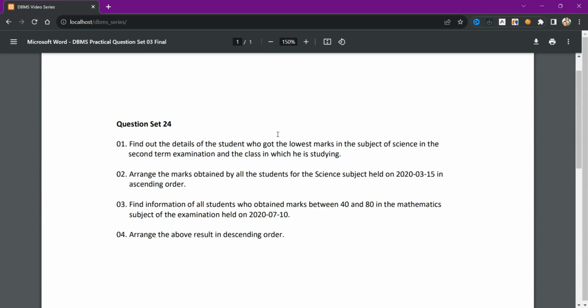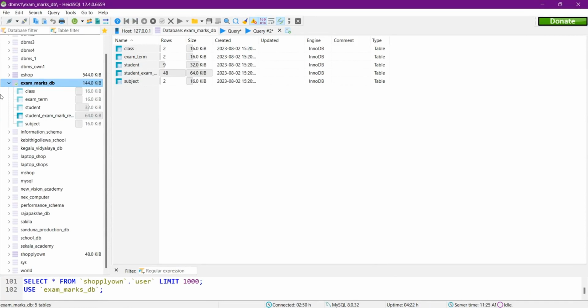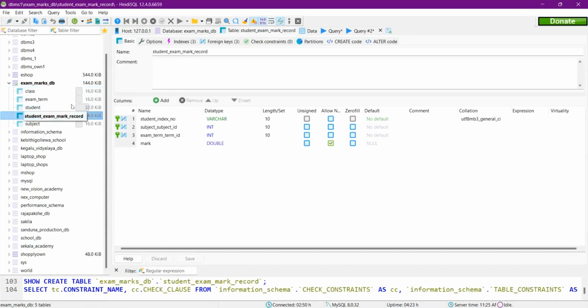Find out the details of the student who got the lowest marks in the subject of science in the second term examination, and the class which he is studying. So we need to find the details of the student who got the lowest marks in science, it should be in the second term, and we need to find the class as well. So I'm going to type the query in the Hades School database software.